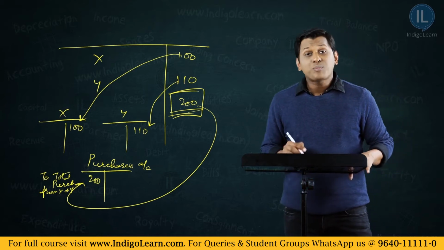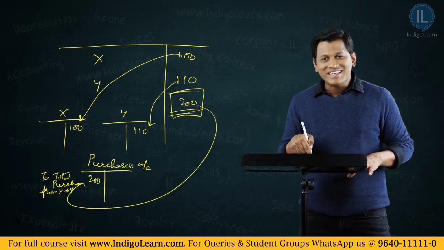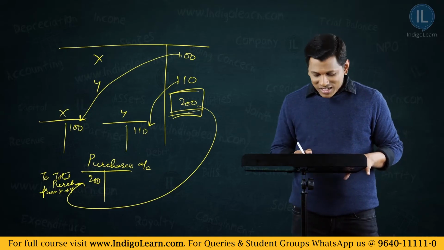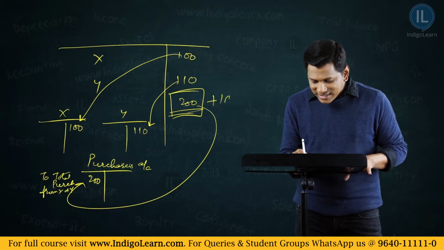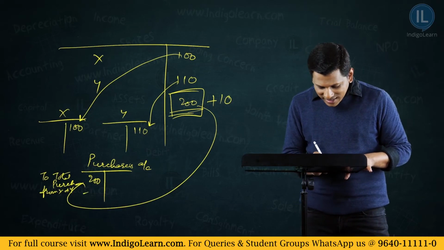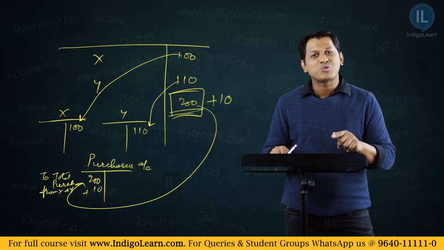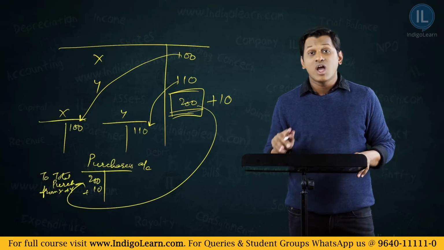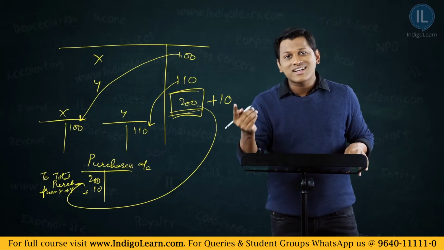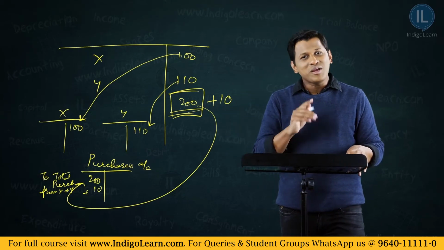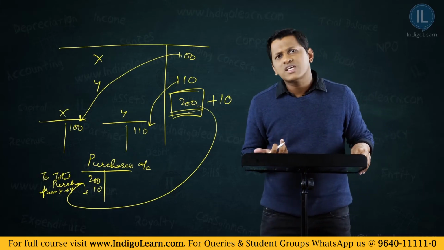Okay. Now the problem is this is wrong. You can't transfer at 200, it should have been 210. So you want to add that 10. When you add that 10, basically purchase account is what should be debited to the extent of 10. Why? It was earlier undercast. Now you are correctly bringing it. Now you may wonder, sir, what is this?